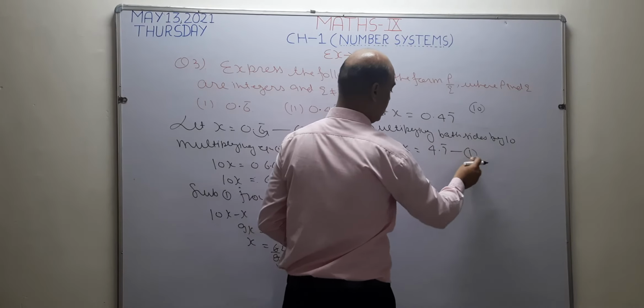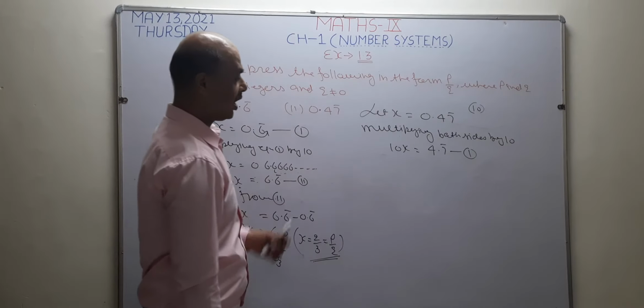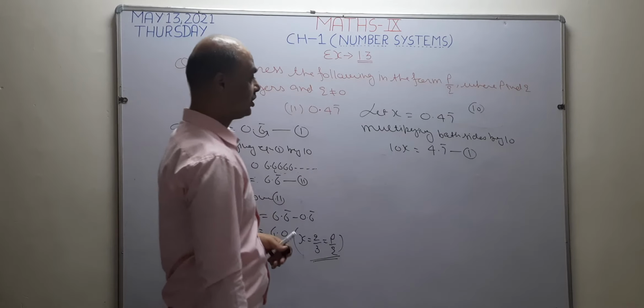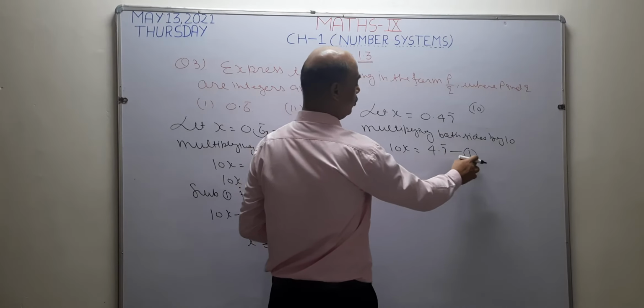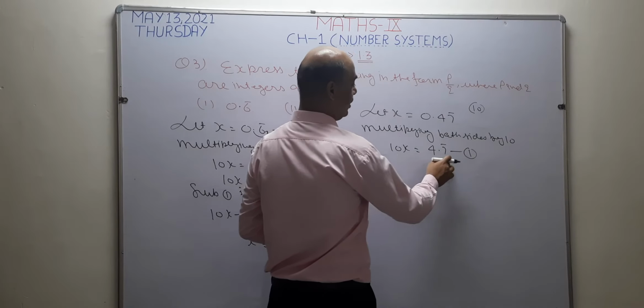So this is my first equation. After getting the first equation, what is the next step? We have to check how many digits are there under the bar. Again, 1 digit is there. It means I want to multiply this equation by 10 again.